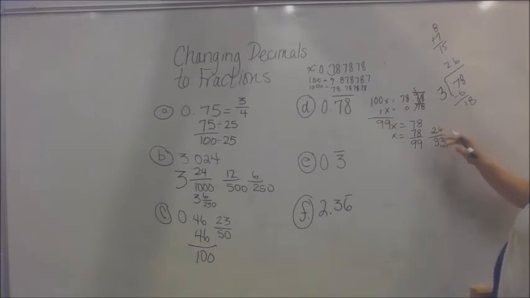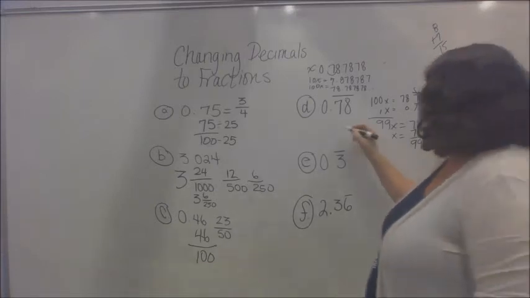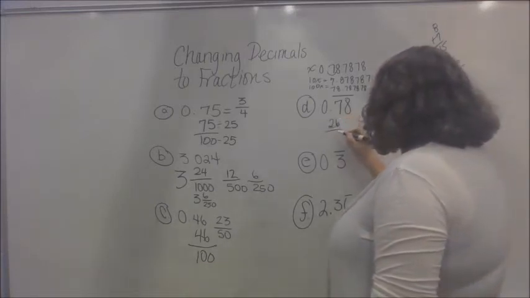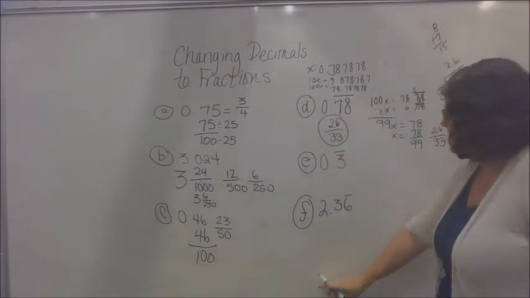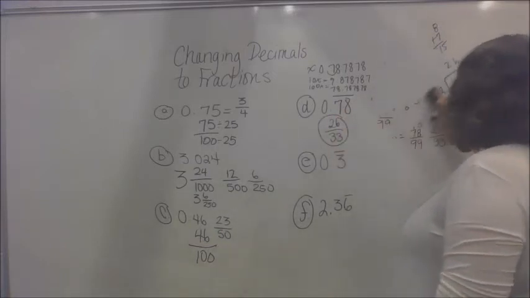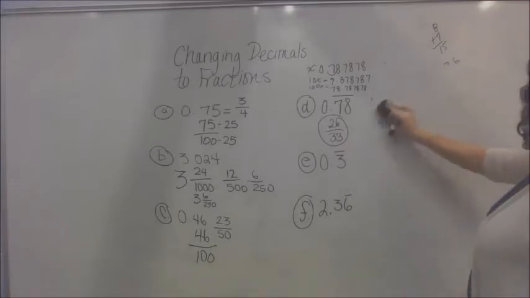26 is even, 33 is odd. That's a good indication that this is probably in simplest form. This adds up to be 5, so that eliminates it being divisible by 9 or 3. If it's not divisible by 3, then it's also not divisible by 6, so we can be pretty sure that that one is indeed in simplest form. Just to free up some space, I'm going to erase those steps for this one.